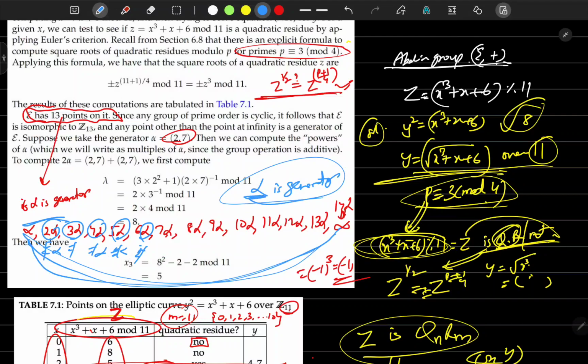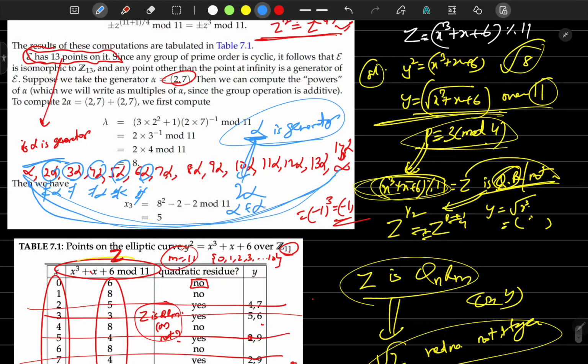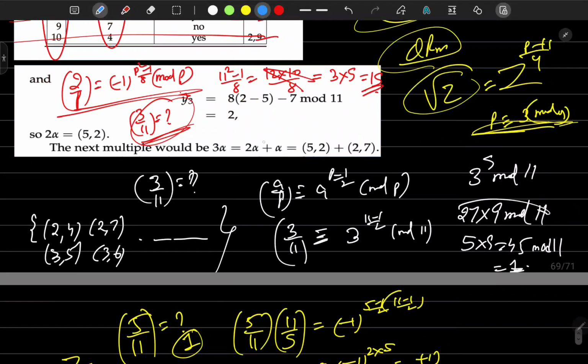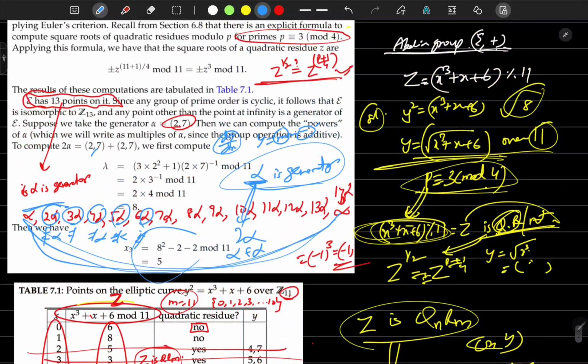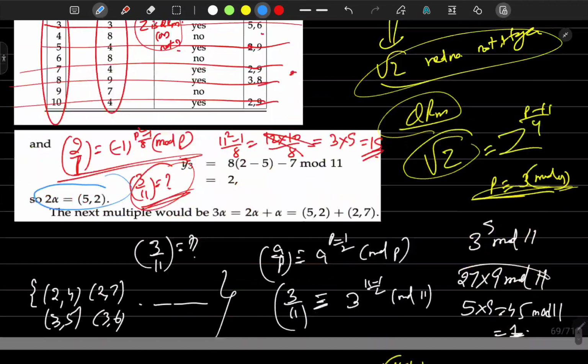Since you know alpha, how do you compute 2 alpha? 2 alpha is nothing but alpha plus alpha, the same point, which again means a tangent. The tangent is found from the line equation y equals mx plus c. m is dy by dx at that point, and c you find by substituting the point (2, 7). Substituting the line equation gives a cubic equation. From the sum of the 3 roots you find x3, and putting x3 into the line equation you get y3. So finally, 2 alpha becomes (5, 2). Since (5, 2) is not equal to alpha, which is (2, 7), it's fine.